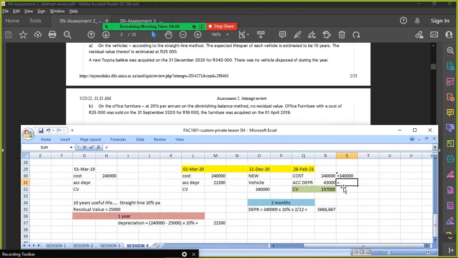So this, okay, so the carrying value would be 340,000 less that. Okay, so the total CV for vehicles would be the two vehicles added together.